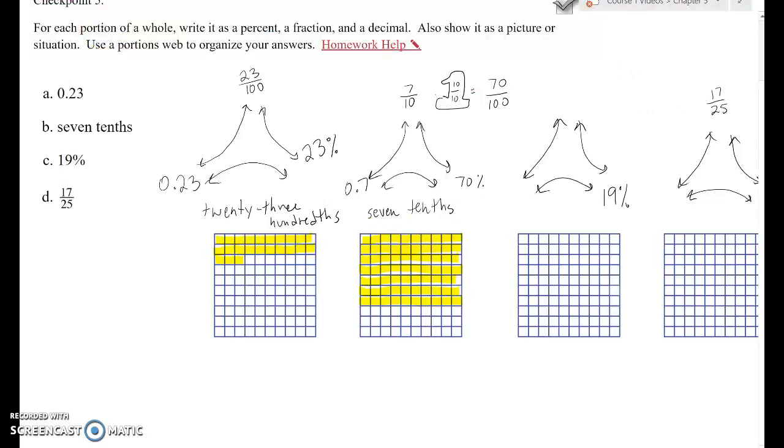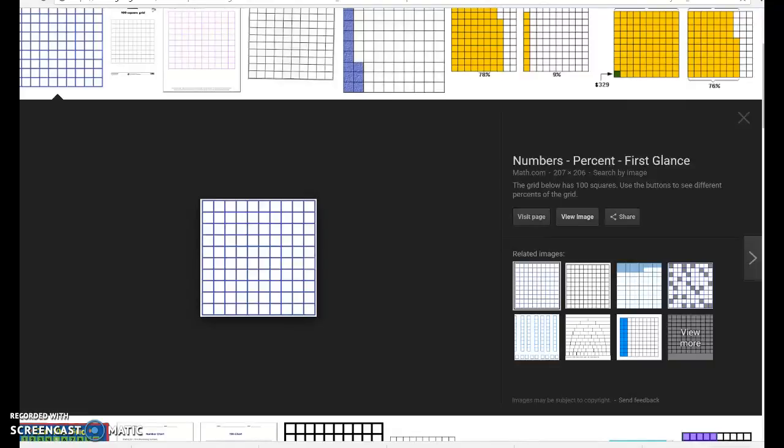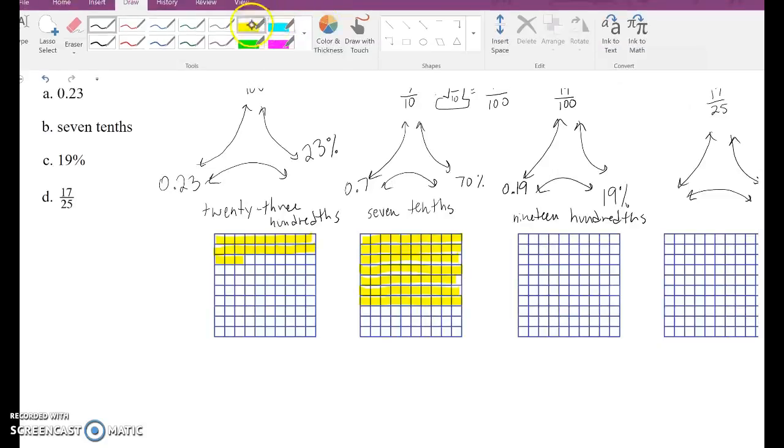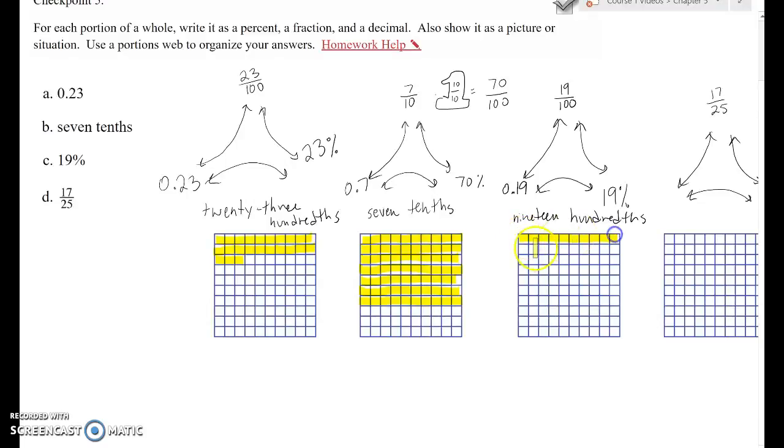All right, 19%. Well, 19% is 19 out of 100. So 19 of these out of 100. Or 19 hundredths. And that's how I would write it. Let's get back here and get our highlighting tool. That's 10, and this is 19.